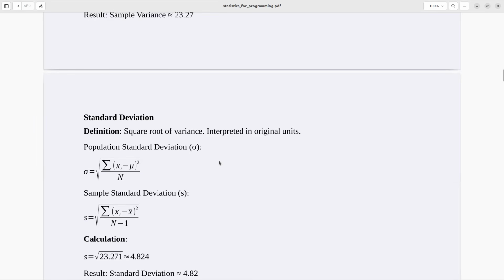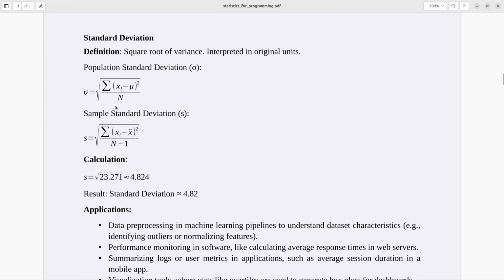And how about the other concept called standard deviation? That is easy. It is just the square root of the variance. And the unit of the standard deviation is just the same as that in the original units of the data, okay? And the population standard deviation is just the square root of the population variance, okay? And the sample standard deviation is just the square root of the sample variance, okay?